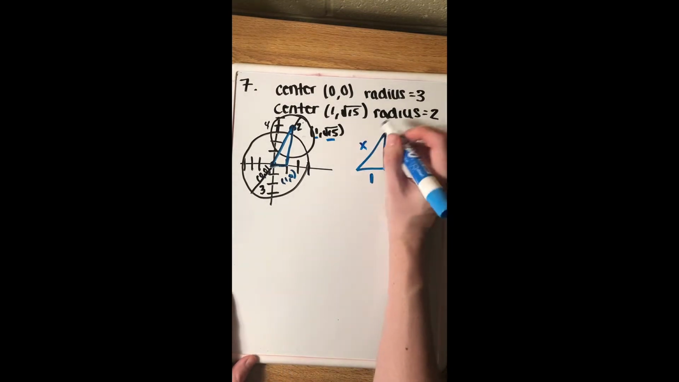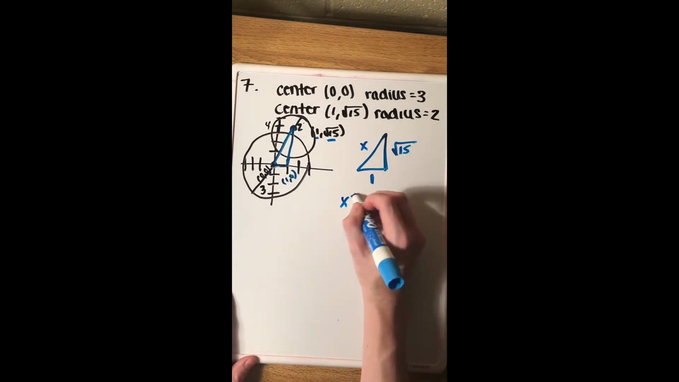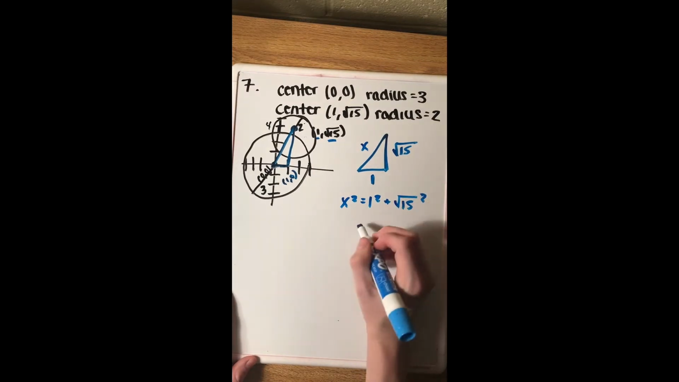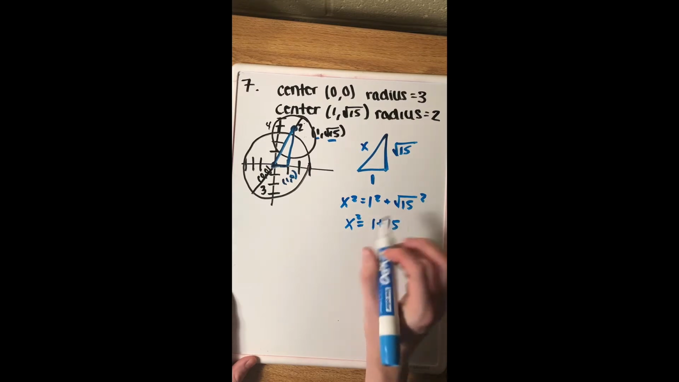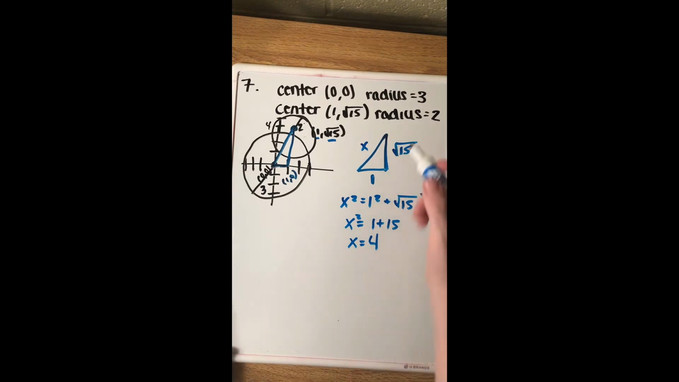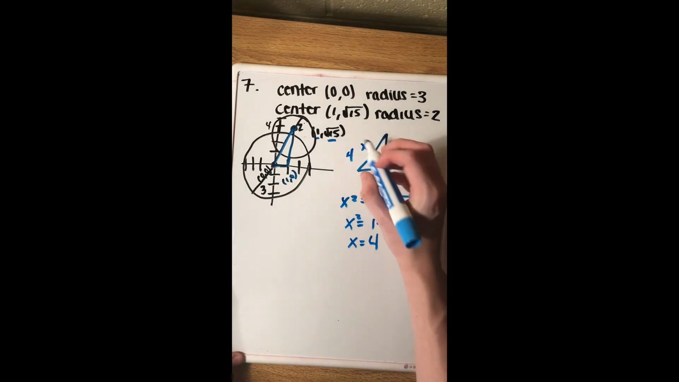And then using Pythag, I figured out this distance. So I knew that x squared is equal to 1 squared plus radical 15 squared. And x squared is equal to 1 plus 15. And x is equal to 4. So I know that this distance right here is equal to 4.